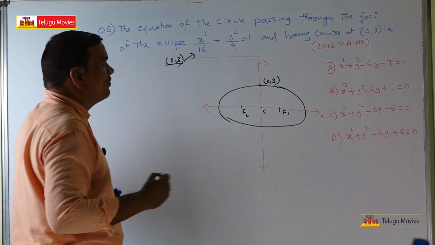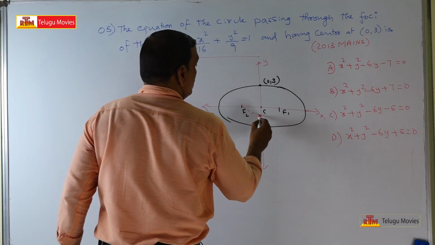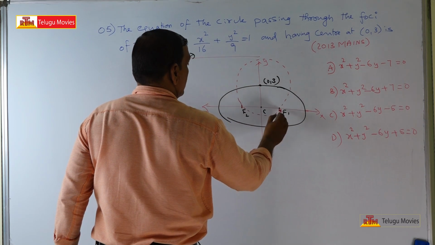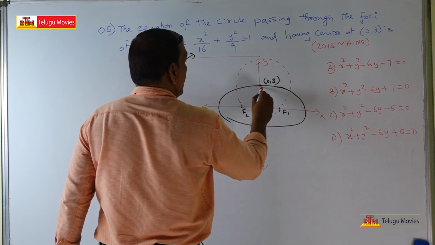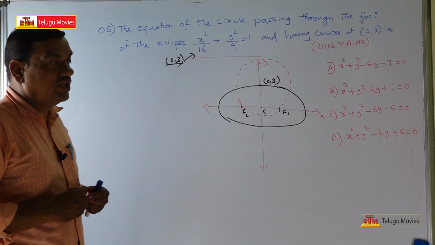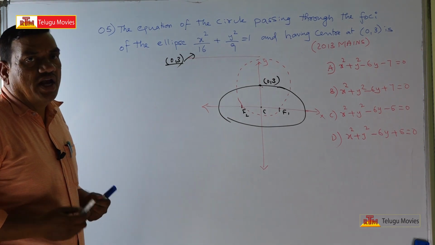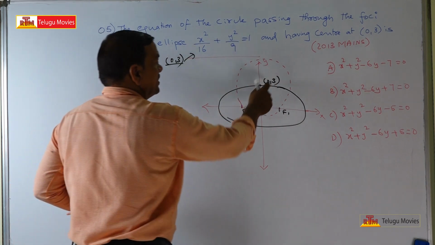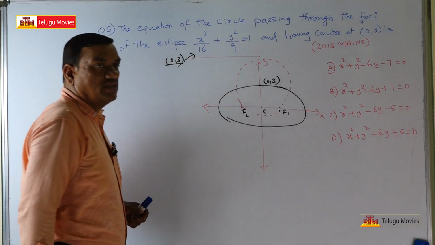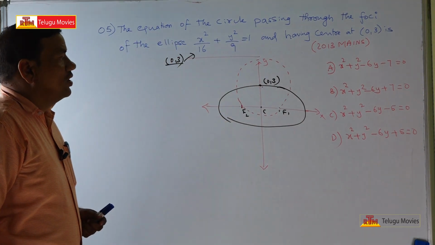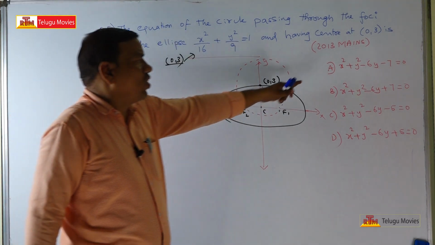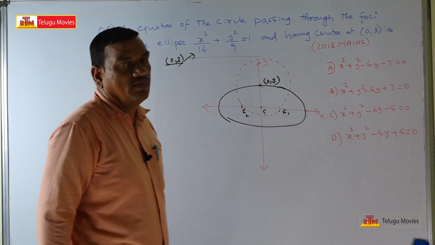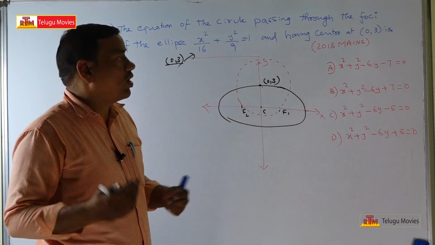Now you have to find the equation of the circle passing through the foci F1, F2 and having the center 0, 3. Right. If you find any one of the foci, the problem will be over. Why? Because you know the center. If you know the radius, the problem is over. So if you observe the options, for all circles you have the center 0, 3. If you find the radius, the problem is over.